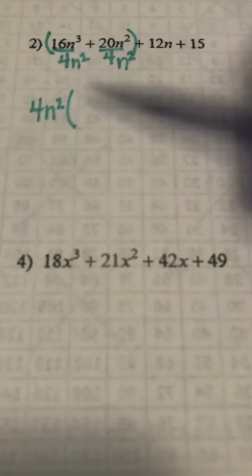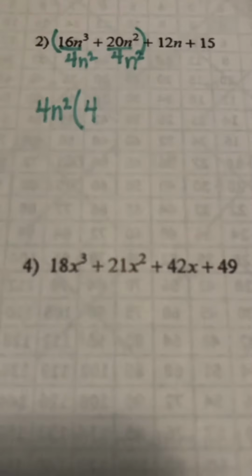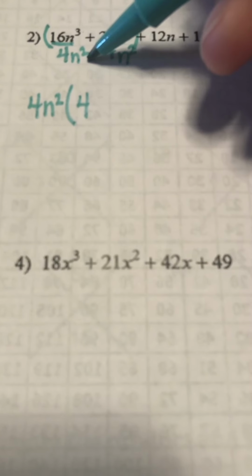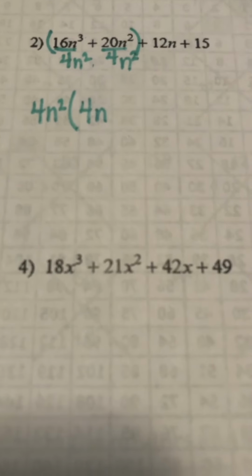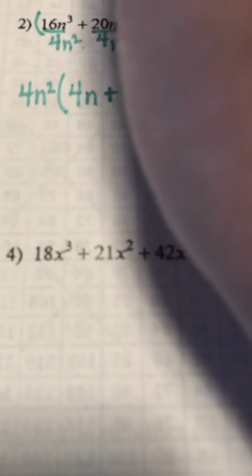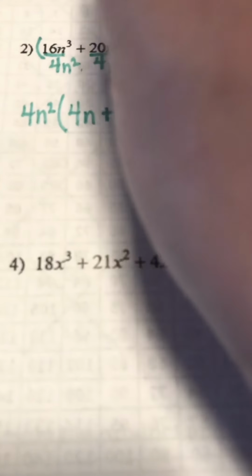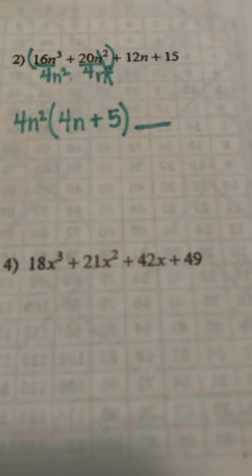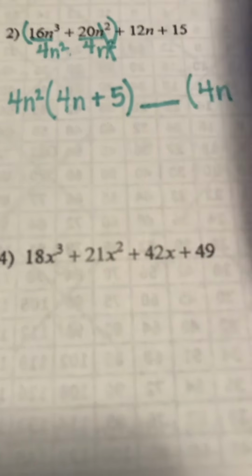Now I need to do my dividing. So 16 divided by 4 leaves 4. N to the third, if I divide out 2 of those n's, I still have 1 n left over. Then I have positive 20 divided by 4 is a positive 5. I know these n squareds cancel, so there's nothing left. So then I'm going to put my blank, and then I'm going to rewrite what's in my parentheses, 4n plus 5.